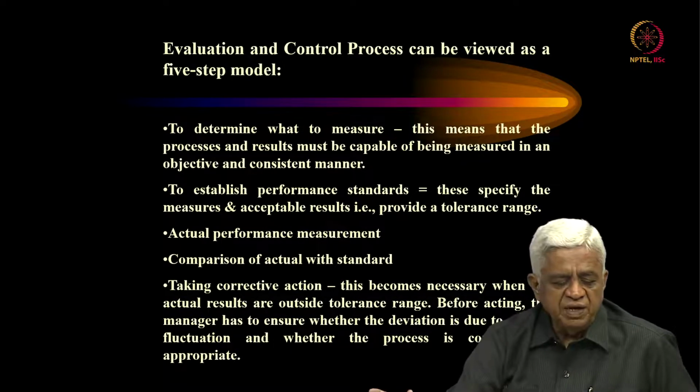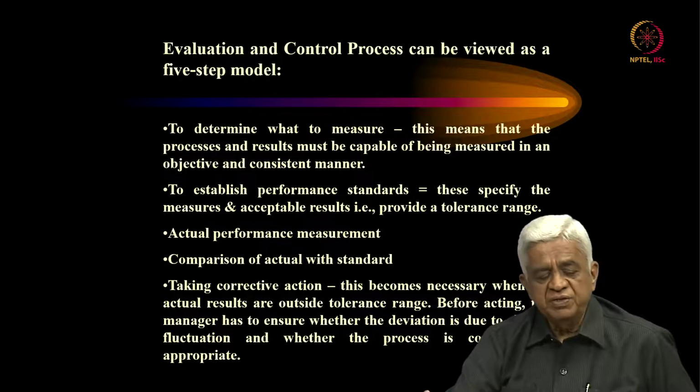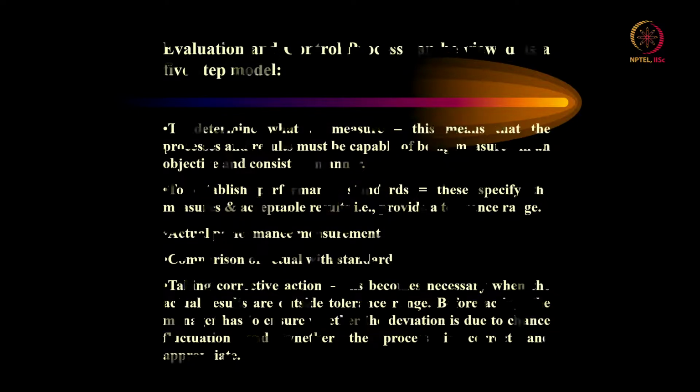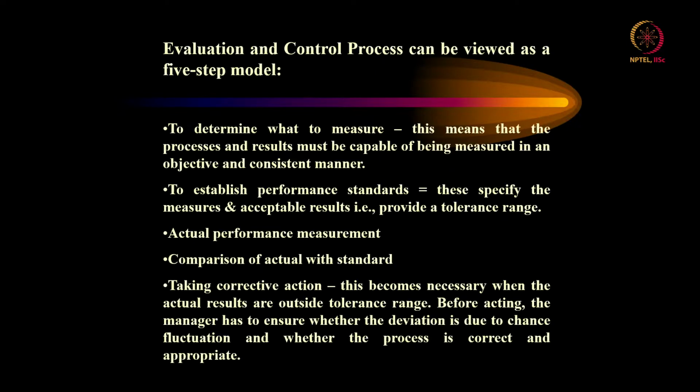The last point is taking corrective action. This becomes necessary when the actual results are outside the tolerance range. Before acting, the manager has to ensure whether the deviation is due to chance fluctuation and whether the process is correct and appropriate. So, this is the 5-step model which you adopt for evaluation and control.